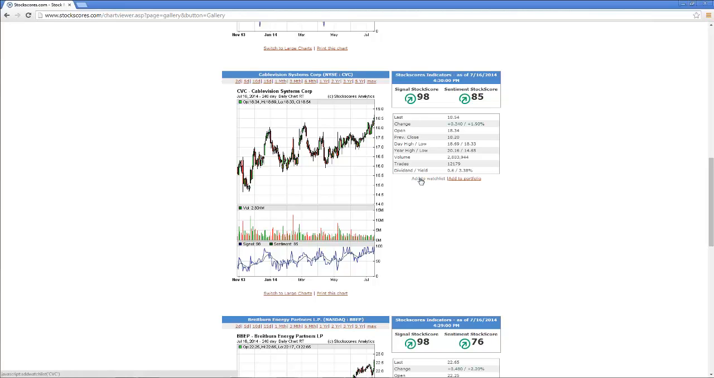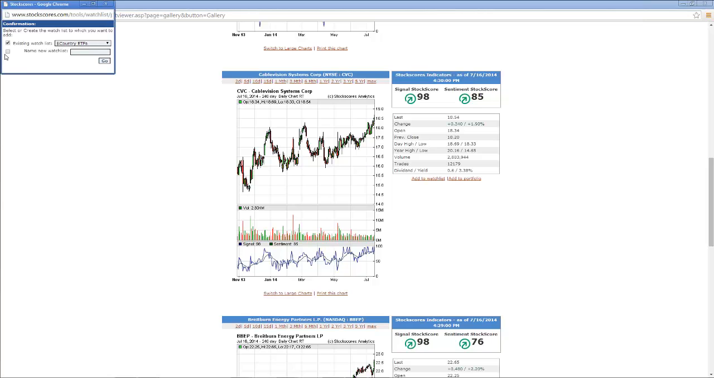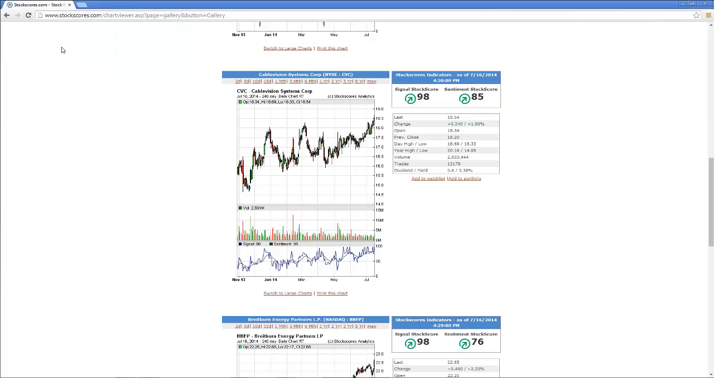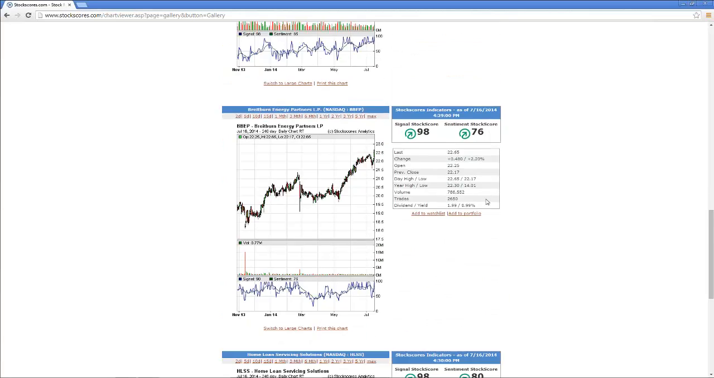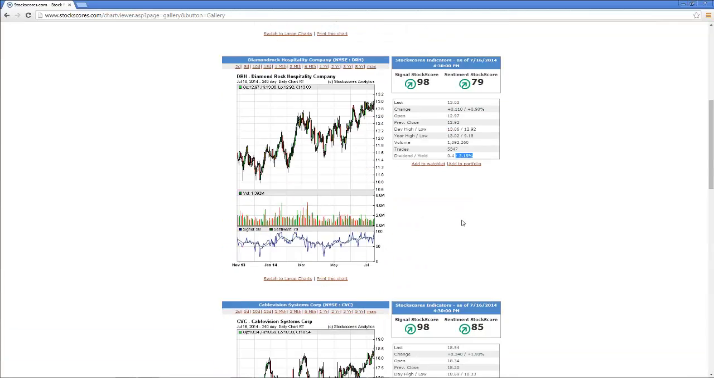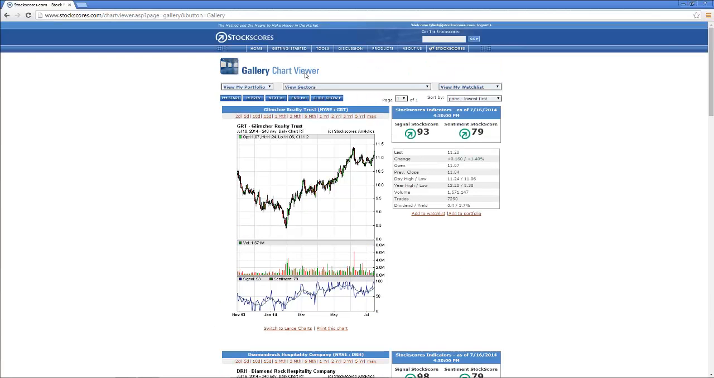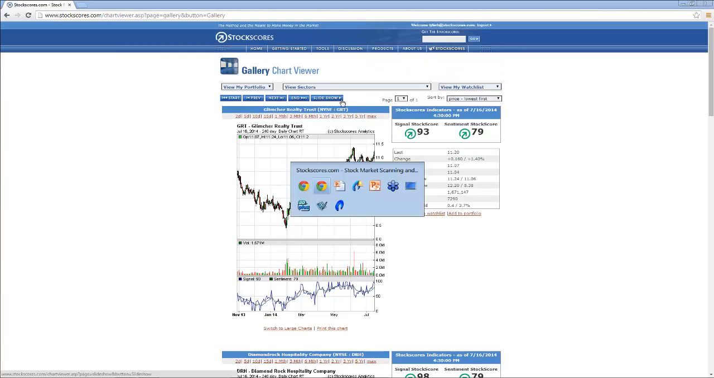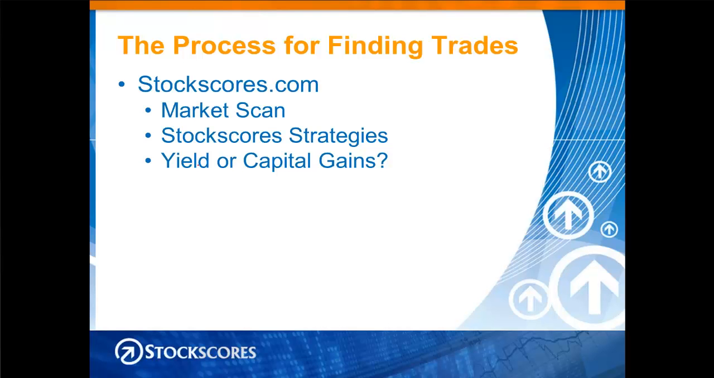Now, if I like a stock, I can add it to a watch list or put it in a portfolio. So I could add it to a watch list. We'll call this July test. Click on go. And now I'll be able to go back to it later. So I've got lots of options when I'm using the Stockscores website doing this process. All right, so I'm going to jump back to the presentation here. And that's really what I wanted to talk about there, whether you're looking for just capital gains on your trades or whether you're also looking for yield.